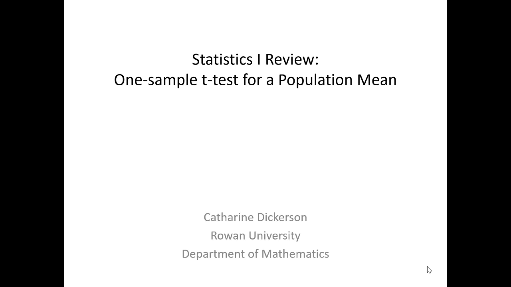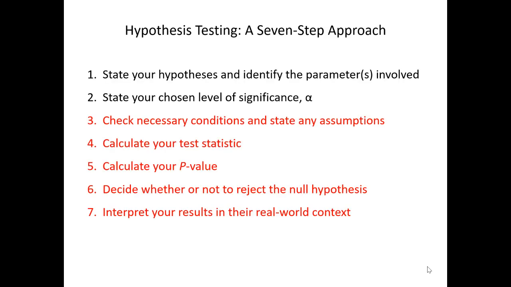And if we have one sample of numeric data, something we might do is test the population mean. As a reminder, I'm assuming that you've watched the previous videos, so you're familiar with setting up hypotheses and choosing a significance level. We'll now go through steps 3 through 7 for testing a mean.